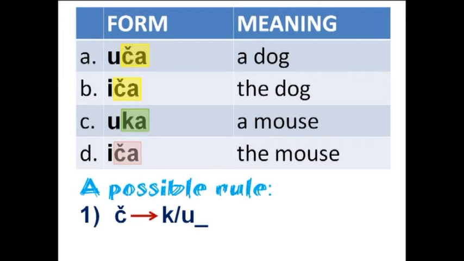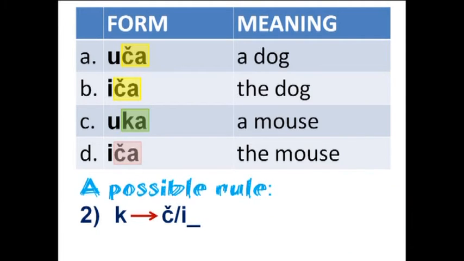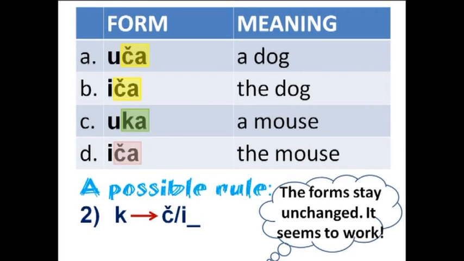One of the possible rules would be ka becomes cha after u. But if you look at our data, we see that it contradicts what we see, right? Because in A, we were supposed to have ucha if that rule was applied, but we have uka, so that rule doesn't work. We can also assume that another possible rule is ka becomes cha after e. If we look at all our data, we will see that it works because all our forms on the surface stay the same.